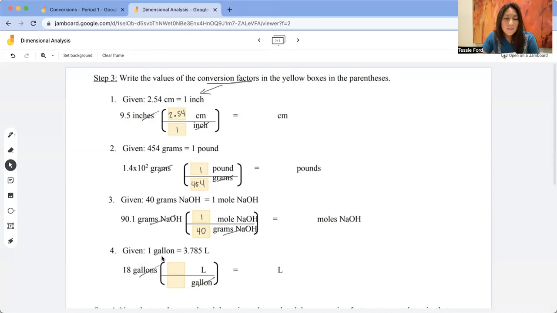Okay. And then here, 1 gallon is 3.785 liters. So where does my 1 go? Next to the gallon. Liters, 3.785.